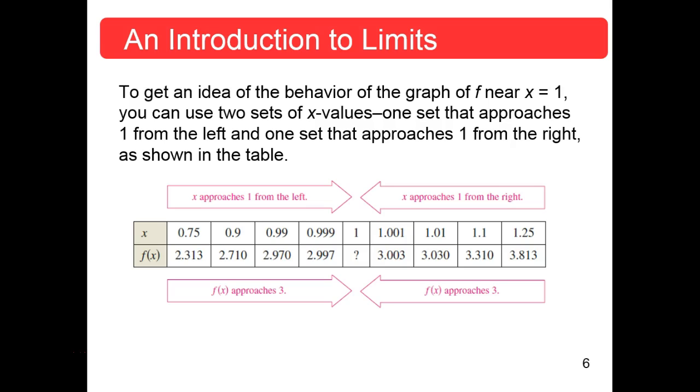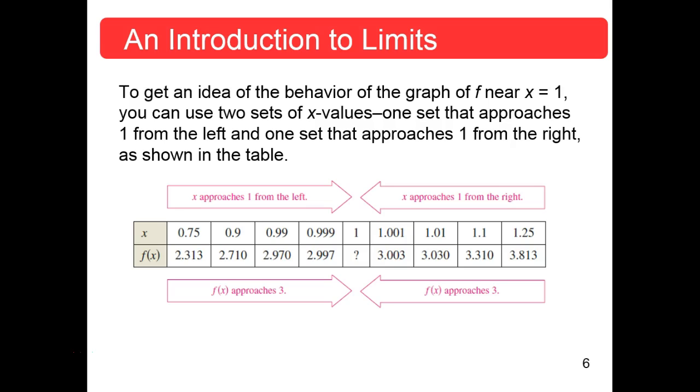So here's what they did. They started off with 0.75. Plug that into that rational expression, you get 2.313. Get closer to 1, like 0.9, you get 2.710. You can plug these in your calculators or whatever. Do closer even, 0.99, you get 2.970. Get even closer, 0.999, 2.997. Okay? Well, you can keep getting closer and closer, but it looks like this may be getting close to 3. What did we have before? 1 plus 1 plus 1, 3.